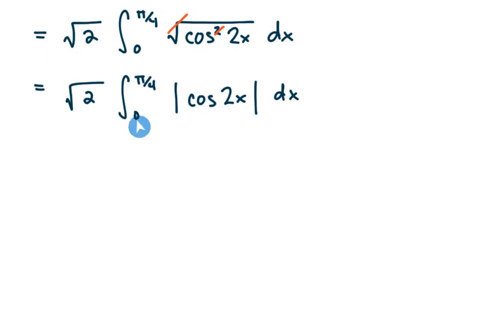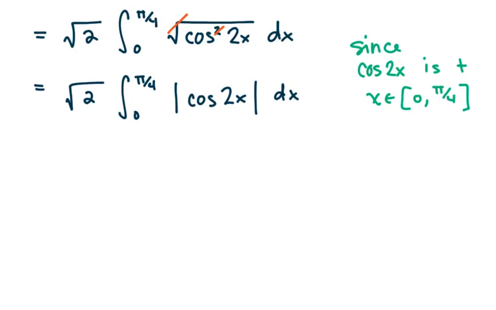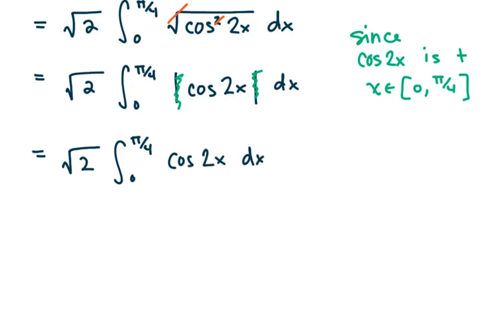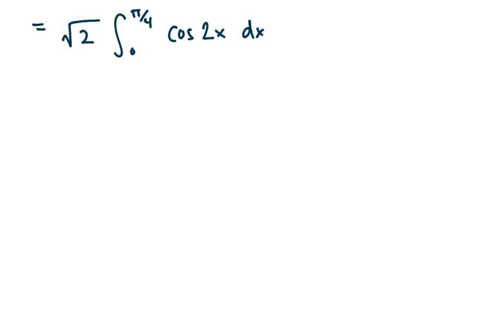Now, given my interval from 0 to pi over 4, and the fact that I know what my graph of cosine 2x is, we can say that since cosine 2x is positive on that interval, when my x is from 0 to pi over 4, I can get rid of these absolute value bars. So I've got the square root of 2, integral from 0 to pi over 4 of cosine of 2x dx. And this, of course, is very simple for us to integrate.